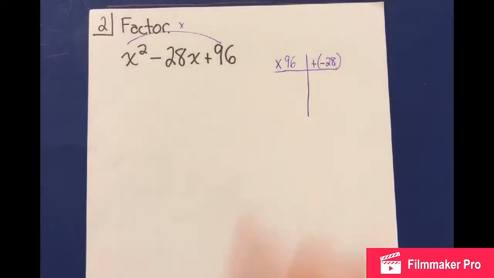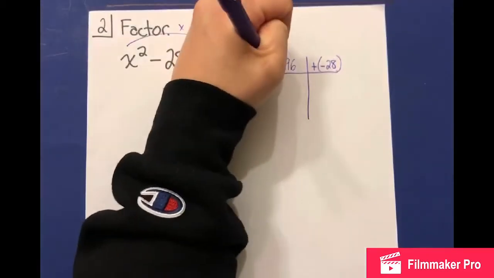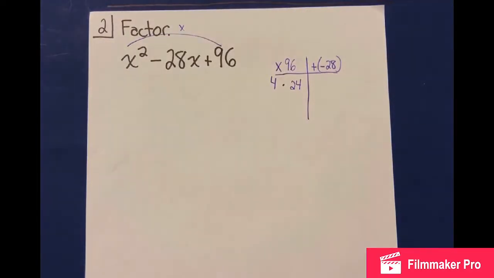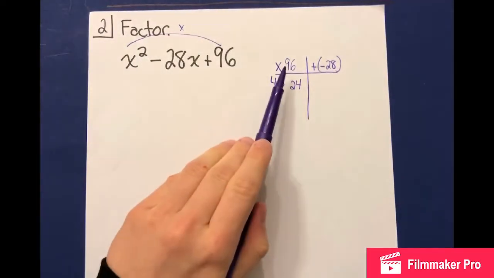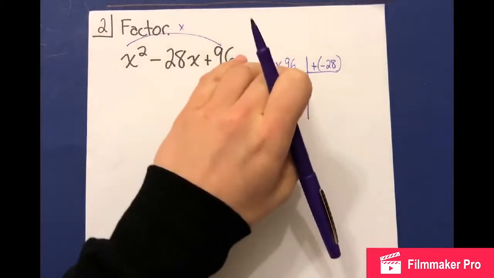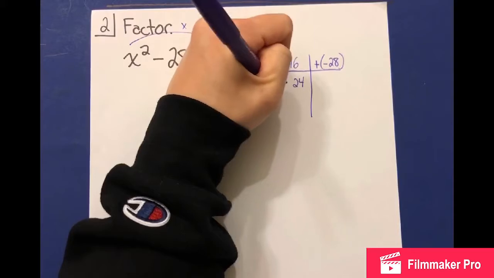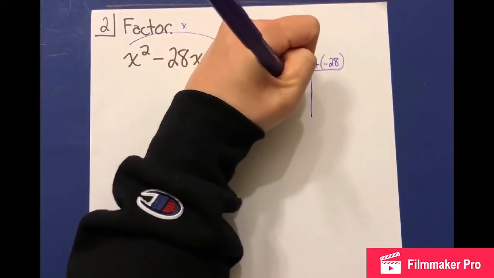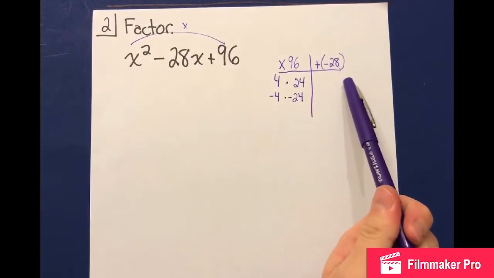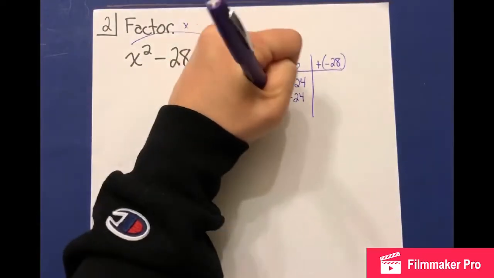So let me think. I'm doing numbers that multiply to 96. I just divide it by different numbers in my calculator. In this case, I end up with 4 times 24 after working with it a little bit. It has to multiply to a positive 96. So they're either both positive or they're both negative. In this case, which one adds to the negative 28? It's going to be the bottom one.